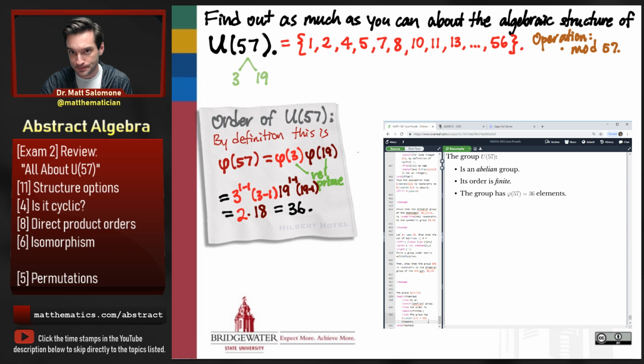Okay, let's dwell in Chapter 4 for just a little bit longer and ask the question that I have listed on my agenda here underneath me, which is: is this group a cyclic group? How could I tell whether or not U57 is cyclic? Is U57 cyclic?